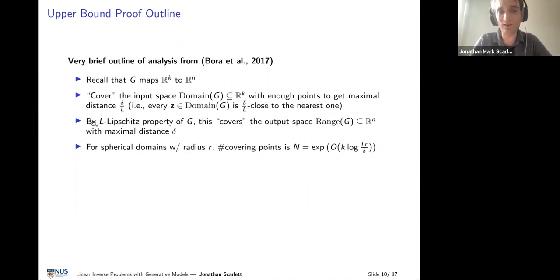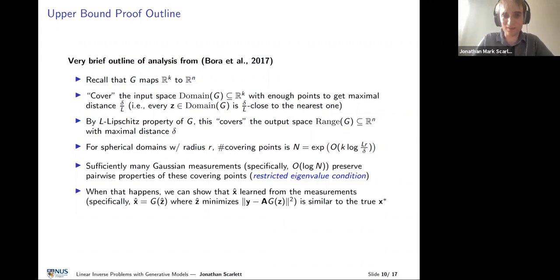Once you cover the input, we can use the Lipschitz property to say that we're also covering the output. But the distance parameter blows up by L because of the Lipschitz. That's why we divided by L here, so that we can blow it up by L and everything will be within distance delta. The number of points needed to cover a sphere is very well known. This is a very standard result. It's roughly LR over delta to the power of K. So when you take the log, you get K log LR over delta.